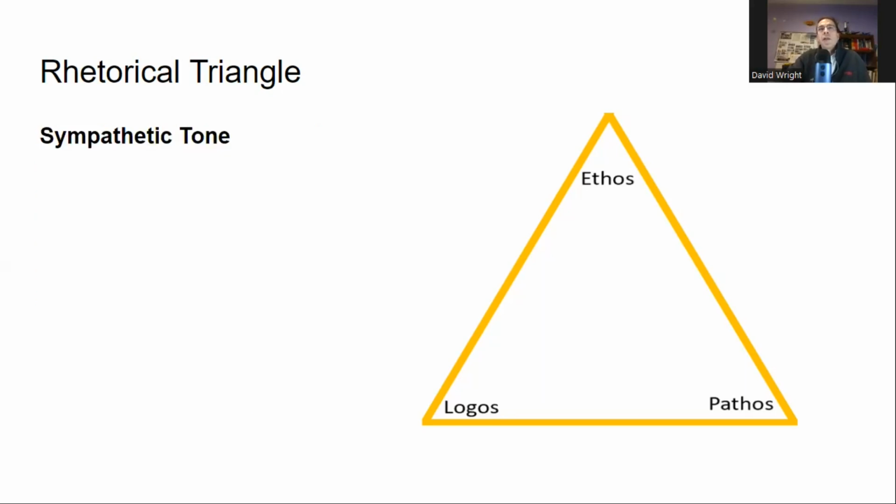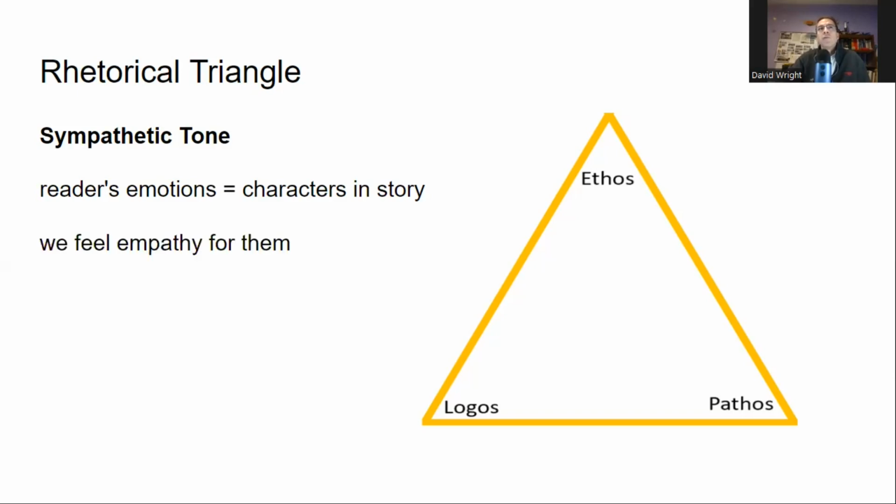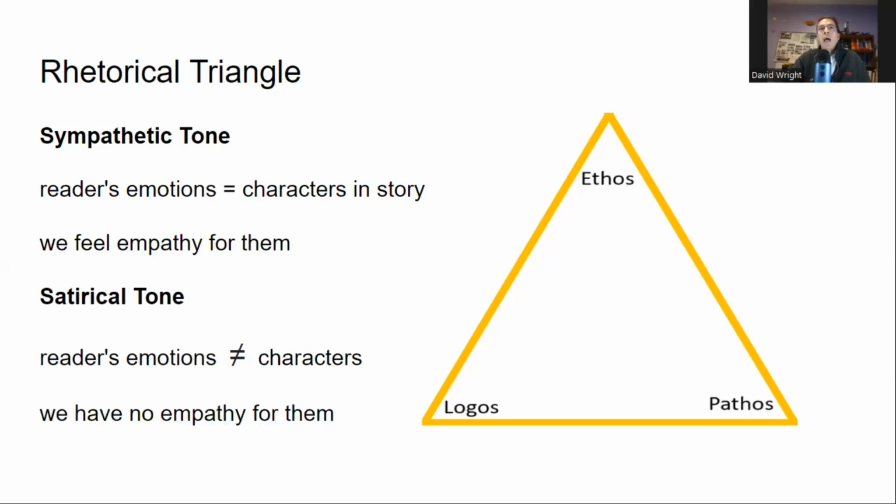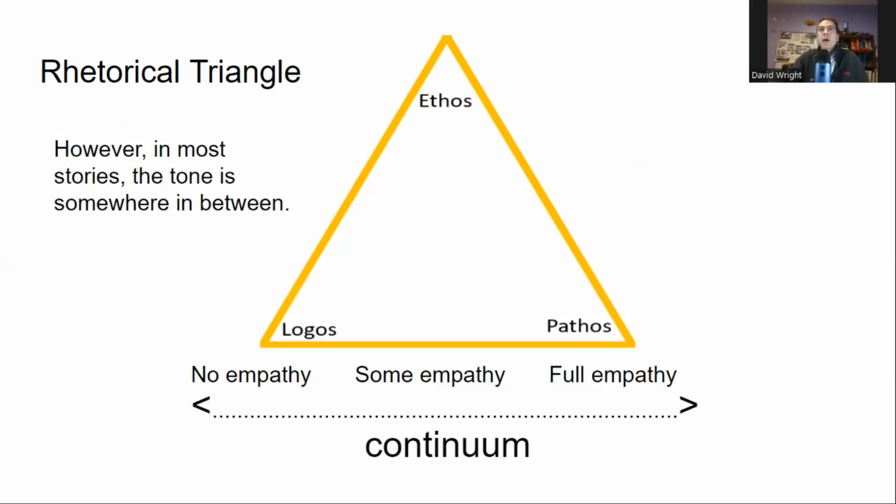A sympathetic tone means that the reader's emotions will match the characters in the story. We feel empathy for them. But a satirical tone means that the reader's emotions do not match the characters. We have no empathy for them. However, in most stories, the tone is somewhere in between. It's more like a continuum with no empathy at one end, full empathy at the other, and most stories ending somewhere in the middle with some empathy, but not complete empathy.